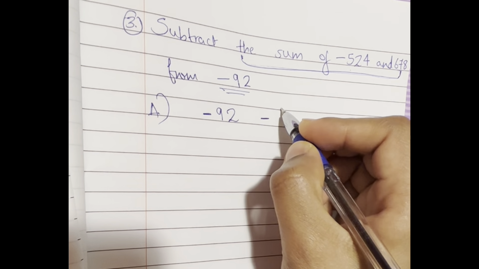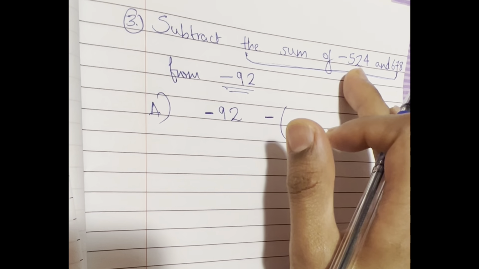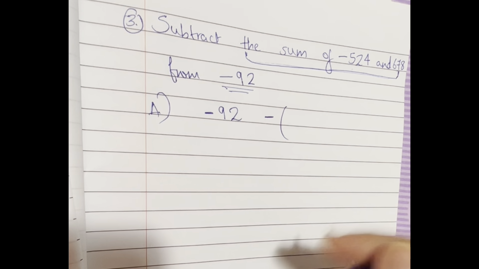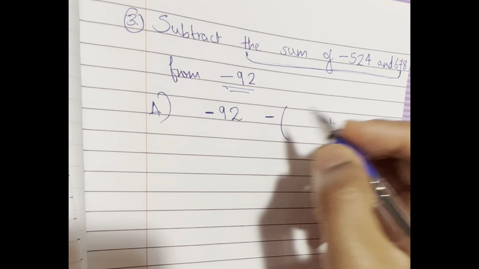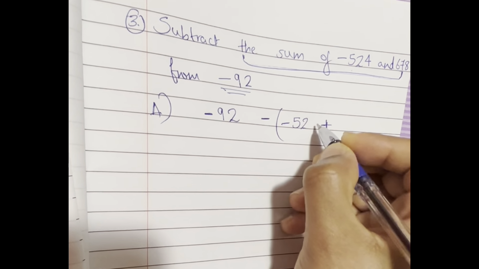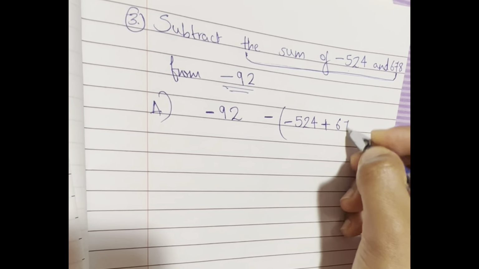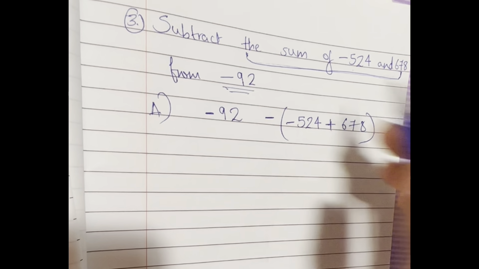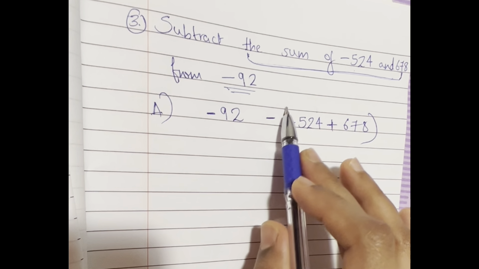Yeah, so we are putting a bracket. Then writing what comes here: the sum of minus 524 and 678. Sum means what? Plus. And means what? Plus. So minus 524 and plus 678. Then close the bracket. So this whole wording comes under this expression inside the bracket.